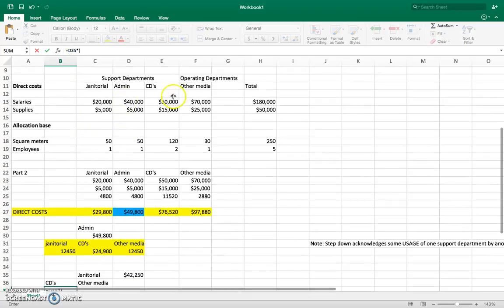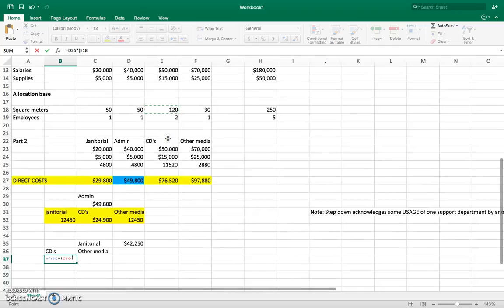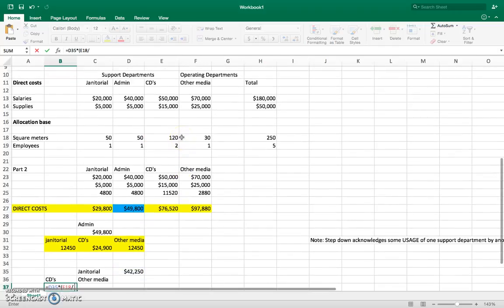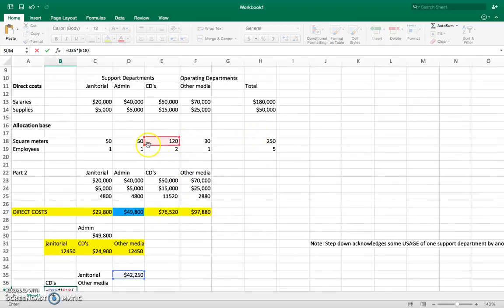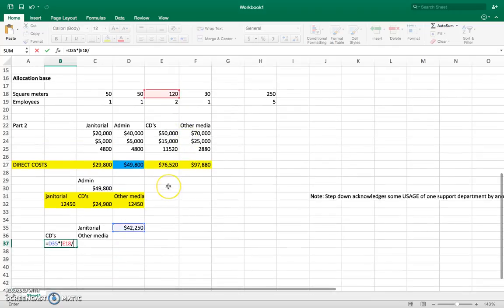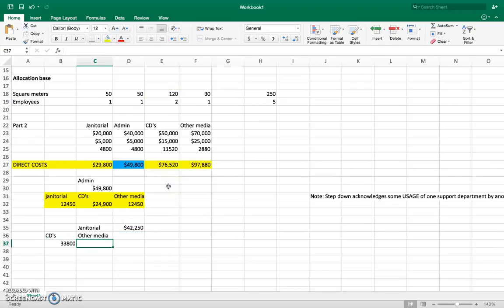No, wait a second. So CDs has 120 divided by the total. What is the total? 250? Nope. It's going to be 120 plus 30, because again, the cost that is being allocated to the two departments are CDs and other media. So we're only going to take the square meters for these two. So 120 plus 30, that's 150. And 33,800 you can simply make a shortcut, which is like 42,250 and 33,800. That is it. And those are your allocated costs in the final two departments.